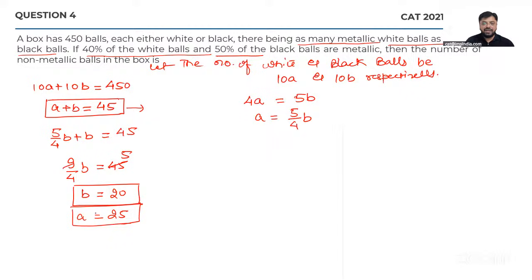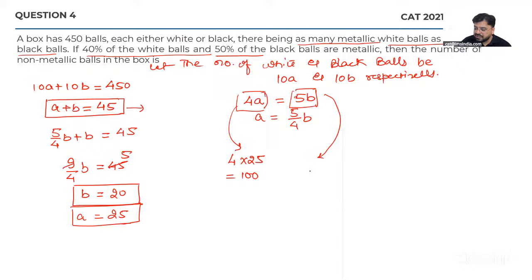So I have the value of A and I have the value of B. Now the question is not asking you the value of A and B. They're asking you the non-metallic balls. How many balls in all do we have? 10A plus 10B. How many of these balls are metallic? 4A and 4B were the metallic balls. So what is the value of 4A? It is 4 into 25, which is 100. There are 100 metallic white balls and there are 100 metallic black balls. So the total metallic balls are 200.